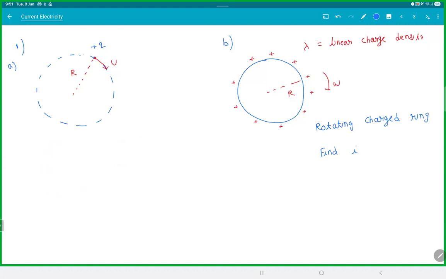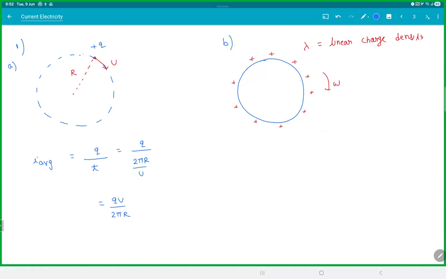Let's look at the first one. Straightforward definition. What is the current? Charge by time. What is the charge? Q. What is the time? It takes 2 pi r, the circumference, divided by speed u to complete one revolution. So average current is Q u by 2 pi r. Easy. If you're looking at one point, the charge completes the circle after every one revolution. So charge by time.